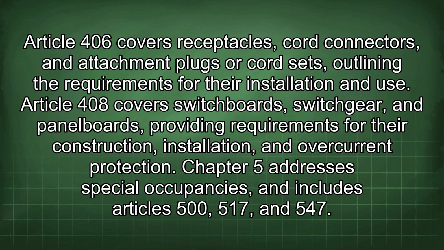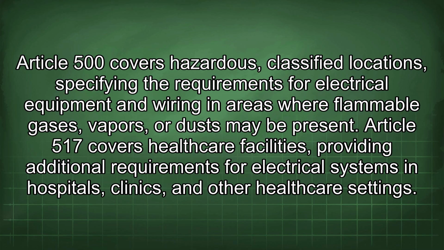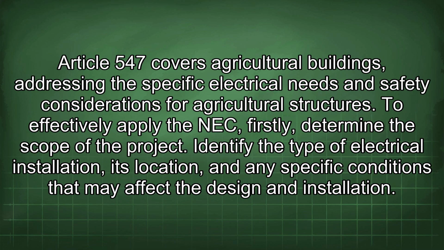Chapter 5 addresses special occupancies, and includes Articles 500, 517, and 547. Article 500 covers hazardous, classified locations, specifying the requirements for electrical equipment and wiring in areas where flammable gases, vapors, or dust may be present. Article 517 covers healthcare facilities, providing additional requirements for electrical systems in hospitals, clinics, and other healthcare settings. Article 547 covers agricultural buildings, addressing the specific electrical needs and safety considerations for agricultural structures.